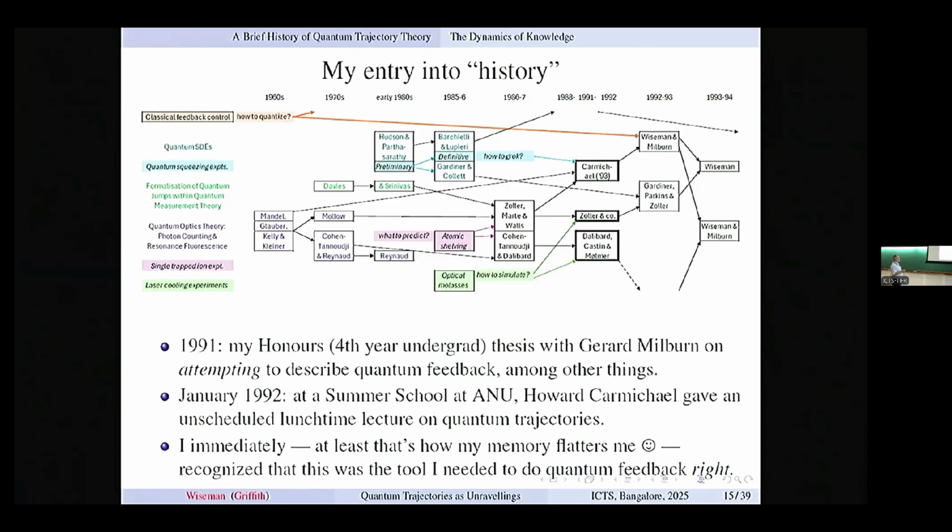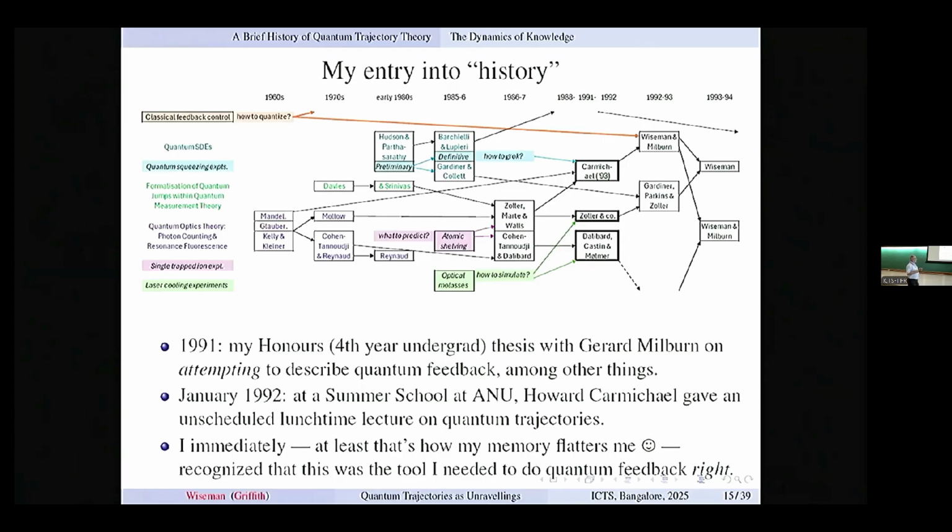And then in January 1992, just before I started my PhD, I was at a summer school at the Australian National University, and Howard Carmichael was one of the lecturers, much like this sort of summer school here, except that he wanted to give an extra lecture. So they said, okay, we'll schedule a lunchtime lecture, so people can go along to that if you like. The extra lecture he gave was based on the lectures he'd just given in Brussels on quantum trajectory theory. That's completely different from what he talked about as his official topic in the school. And that was probably the hour that had the most influence on my career.